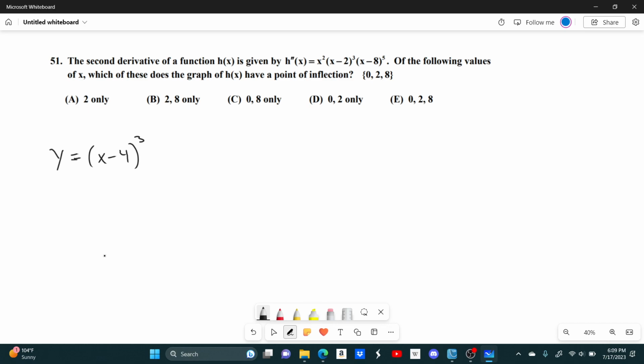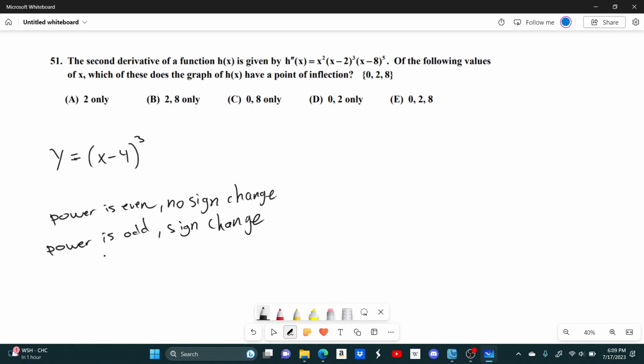So the bottom line is if the power is even, there will be no sign change. And if the power is odd, there will be a sign change. And why is this useful? Well, a point of inflection is whenever the second derivative changes from positive to negative, or from negative to positive.